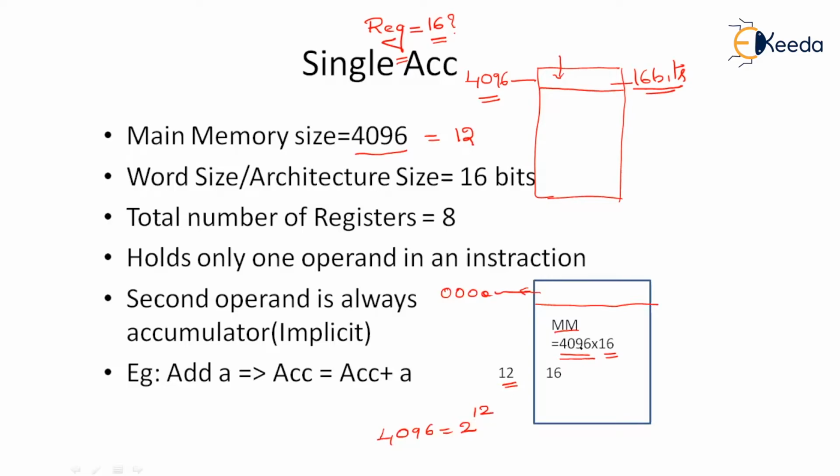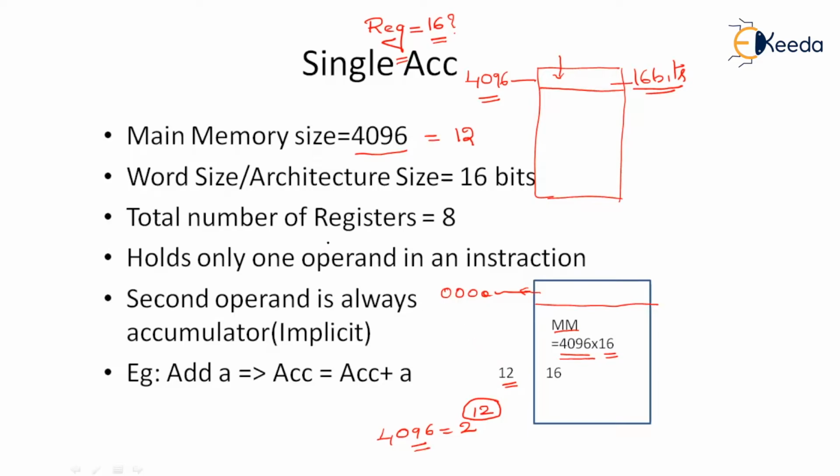Once again, the size of the main memory is equal to 4096. In order to represent 4096 in binary, I require 12 bits. So the first location will start from 12 zeros, and the final location will end with 12 ones. So one location's address will be equal to 12 bits.